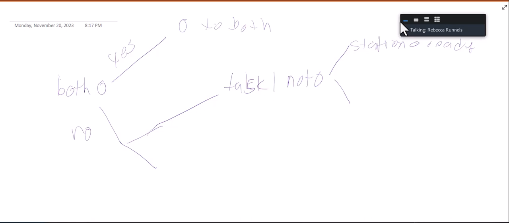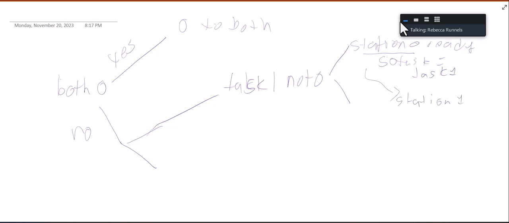So let's say they're not both 0. Then one of the 2 is not 0. So let's say task 1 is not 0. So you'll check station 0. If station 0 is ready, then you assign that task to station 0. So you set S0 task equals task 1. If station 0 is not ready, you check to see if station 1 is ready.